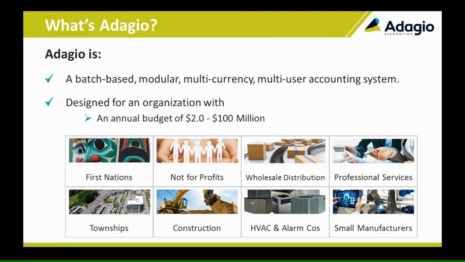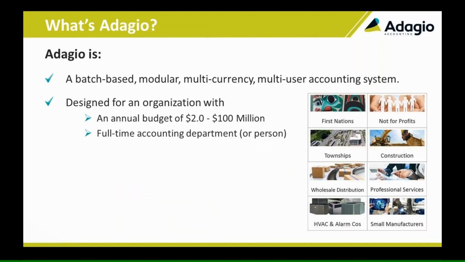accounting department is reporting to various different masters, to operational departmental managers, to government agencies, to funding agencies, to board of directors that have different needs for how they want the numbers presented. So the reporting flexibility within Adagio is usually seen as one of its strengths. Over 200 First Nations organizations run on Adagio. We have wholesale distribution company townships. You can see from the slide where our market segments are.